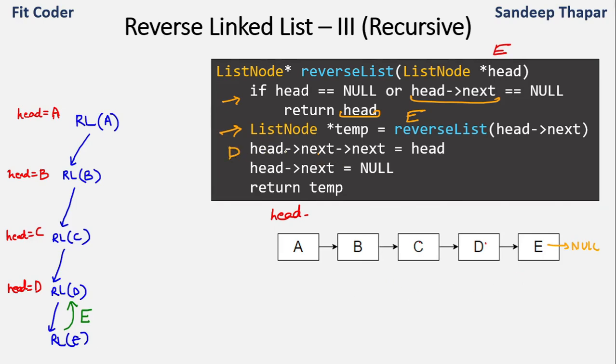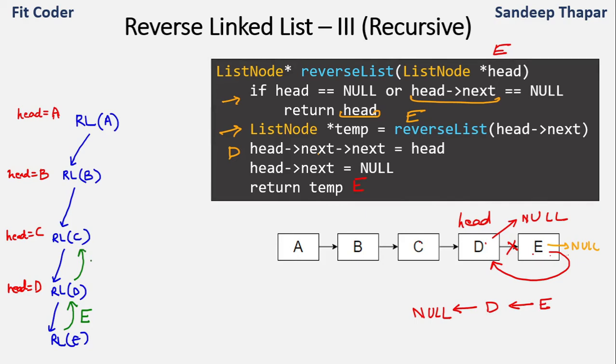So what we are doing here is head next next equal to head. So head is D, head next is E, and next of E will become head. So we are joining this E to D, and we are making head next equal to null. So we are making head next, which is next of D, to null. So essentially what we are doing in this step is E is pointing to D and D is pointing to null. And from here we return node E. So it returns back node E.